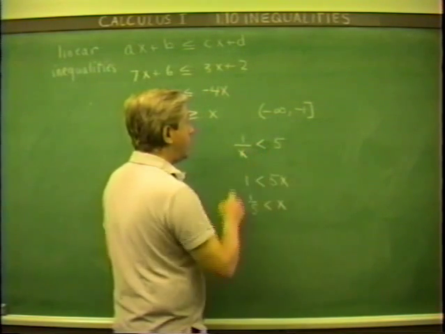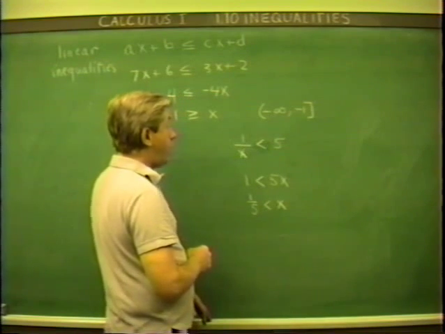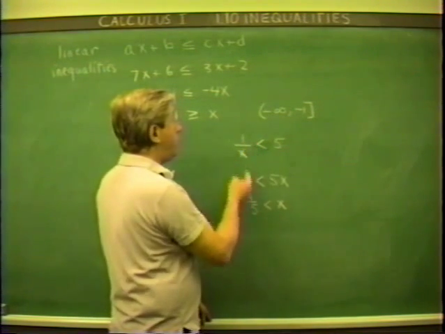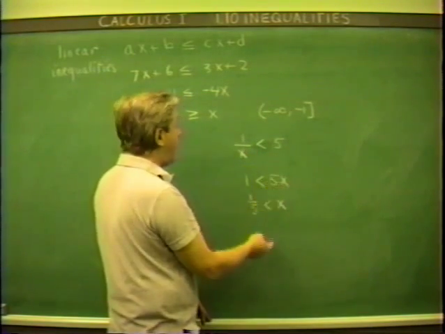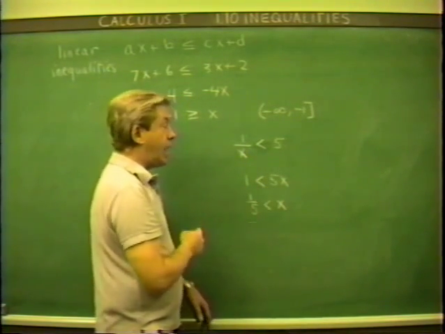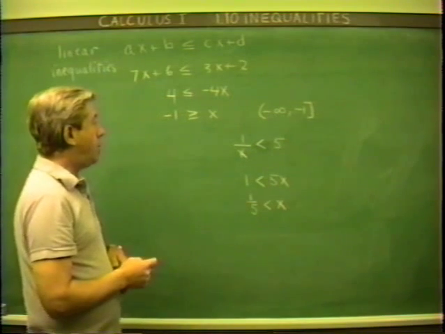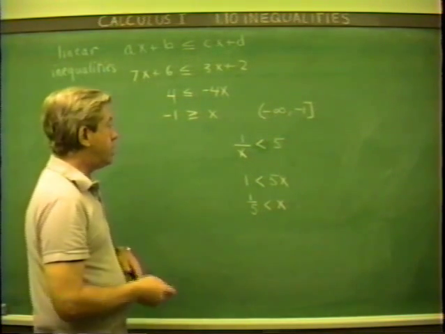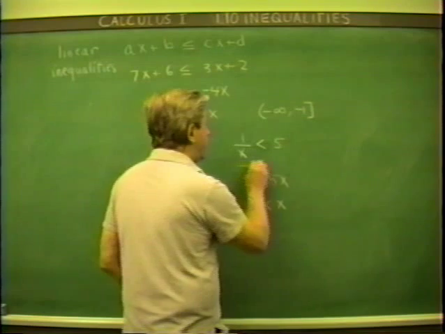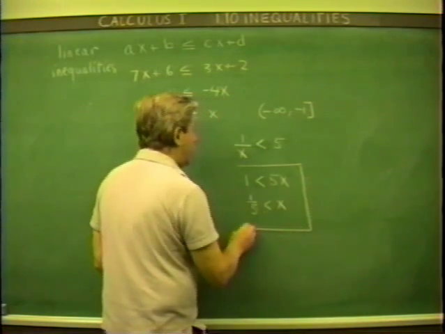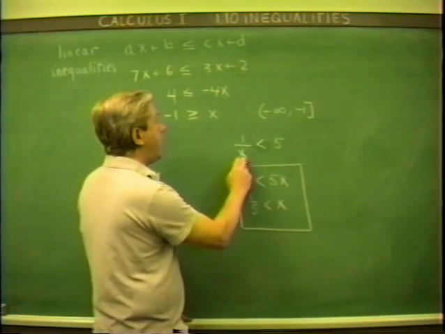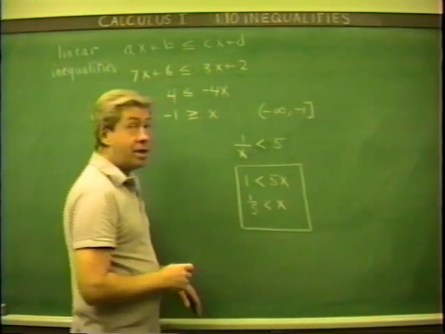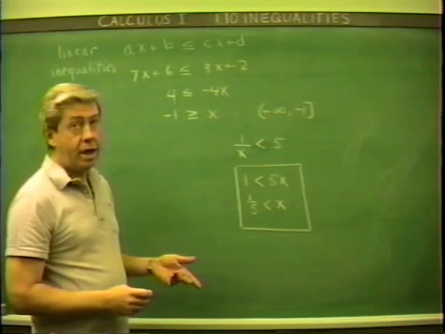But this is not right. All right? Because sure, all the numbers larger than a fifth satisfy 1 over x is less than 5, but there are others. For example, the negative numbers. Any negative number, for example -1, 1 over -1 is less than 5. And we didn't get the solution set to this inequality using this method right here. And that's because this is a bad method.